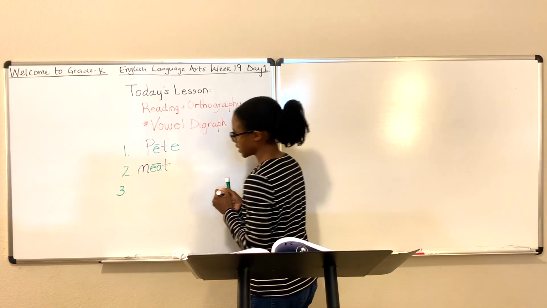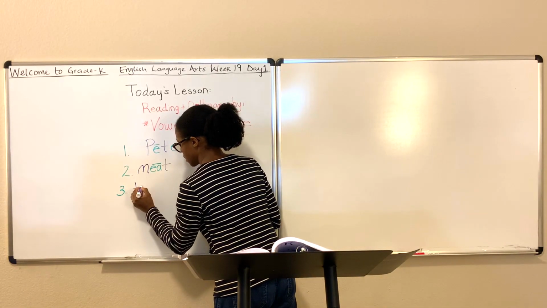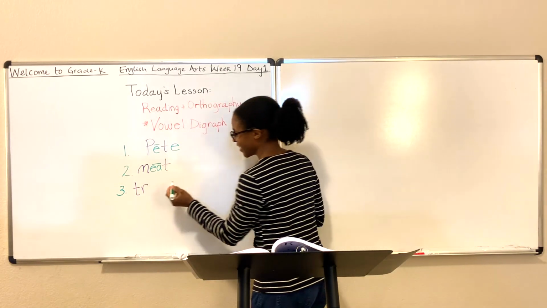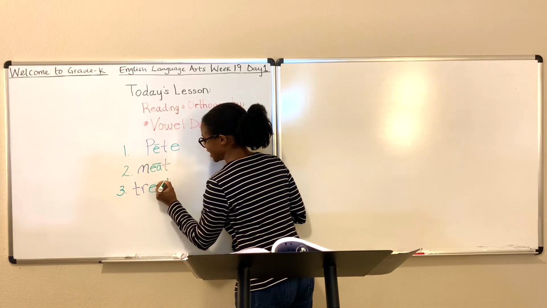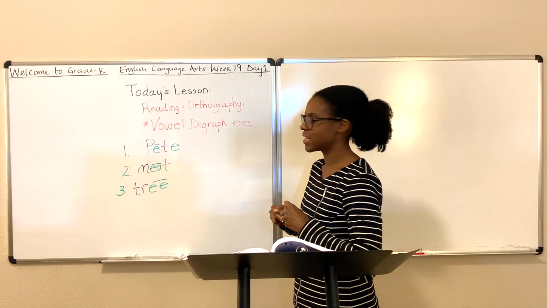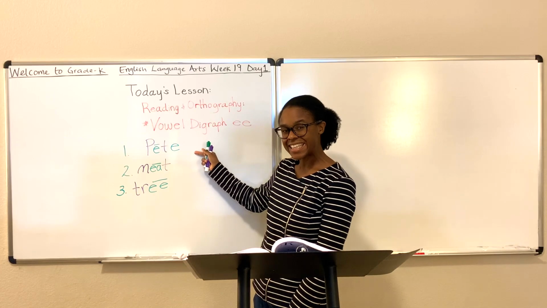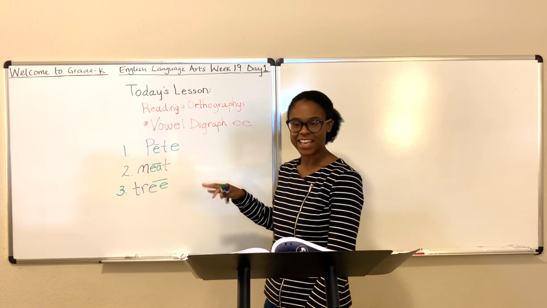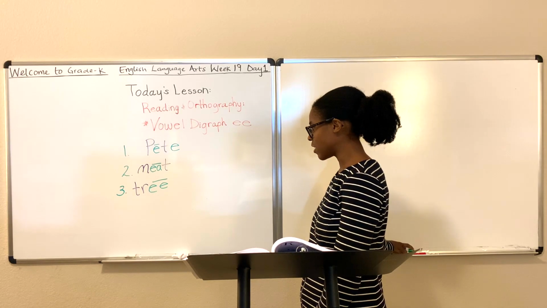So let's write that down. What word do you think I'm going to spell? Tree. Good job. And the long E can be represented in that fashion. Pea, meat, tree. E, E, E. Three different ways to get that long E sound.